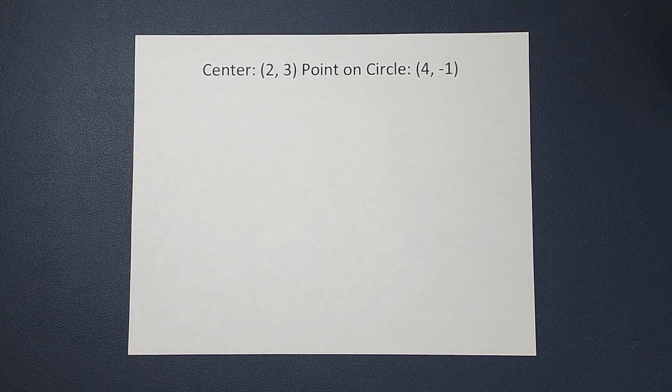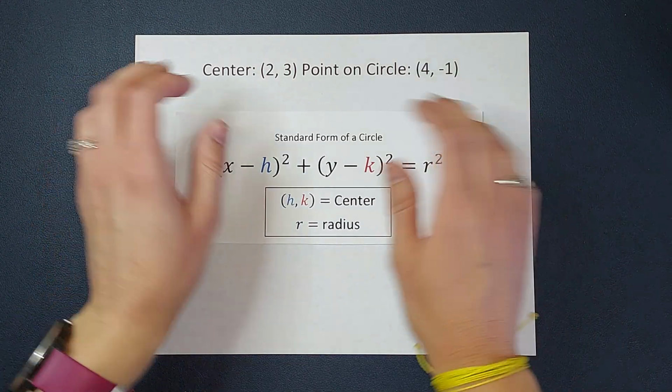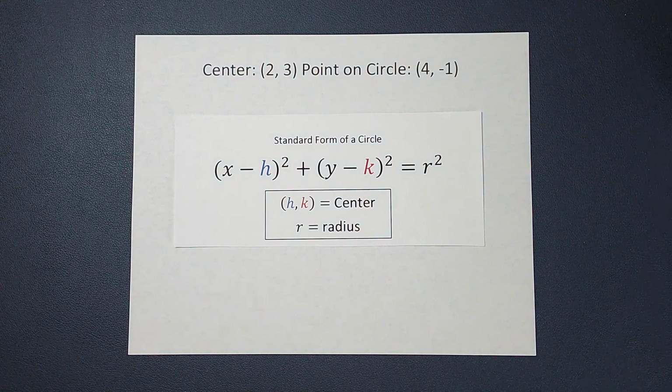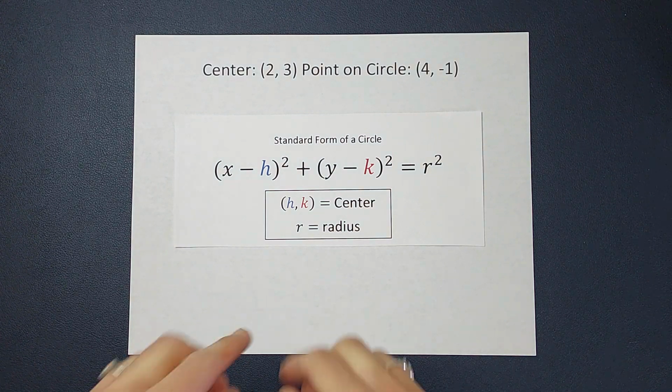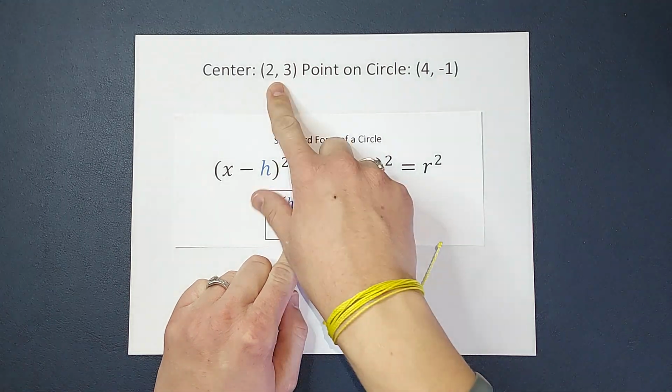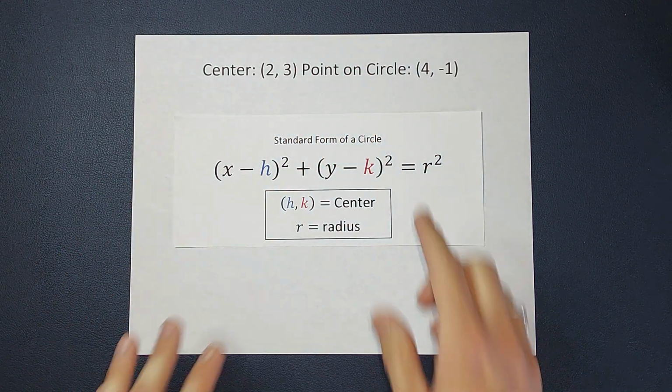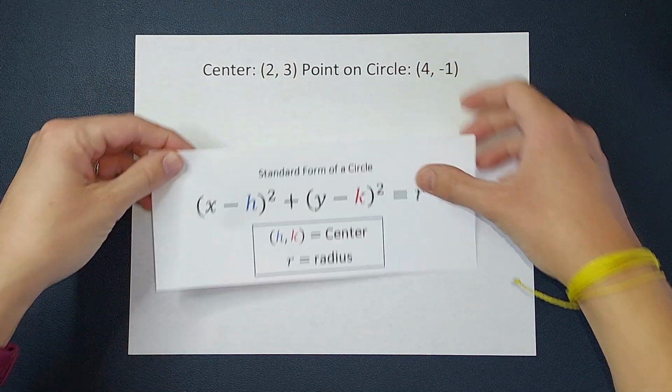Hey guys, we have been given the center of a circle and a point on that circle, and we want to figure out what the equation for that circle is, okay? So what we need to know is the standard form of a circle. If we can fill in all these pieces of information, we have the equation of our circle. So we have the center, right? It's right there. So the only thing we need is the radius, but they haven't given us the radius, but they have given us a way to find the radius, okay, which is a point on the circle.